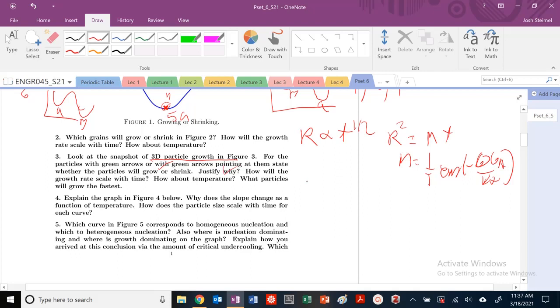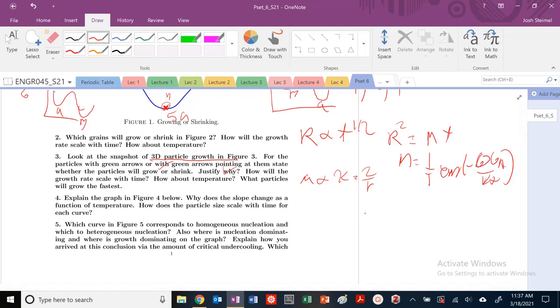So small particles. Again, chemical potential is controlled pretty much by our curvature, which is equal to 2 over r. So we go from high chemical potential to low chemical potential. If my radius is small, high chemical potential, the flux of atoms is going to leave those, and my large particles are going to grow.